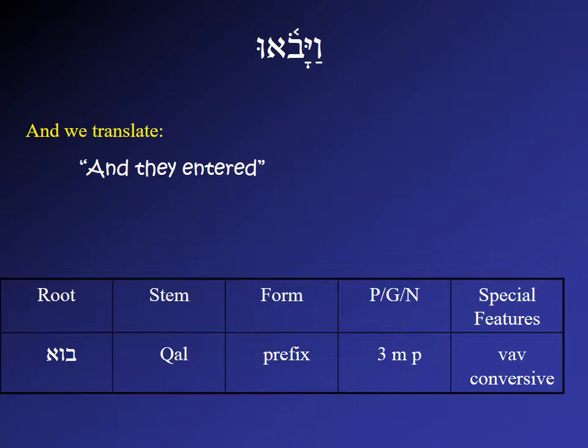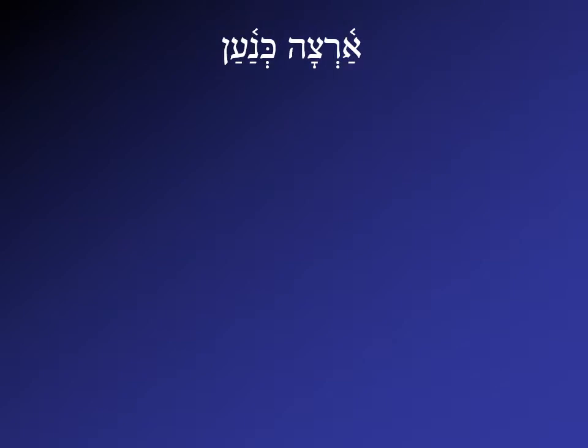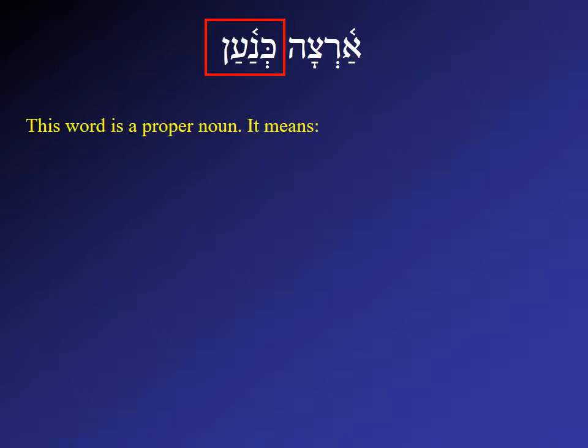So these two roots, yatsa, which we just saw, indicates motion away from or out of. Bo indicates motion into. Okay, we can move on then to our next phrase, arza Kna'an. We'll start with the second word, which is simply a proper noun, Kna'an. In English, we usually say Canaan. This is the geographic region which will become the land of Israel. Kna'an, Canaan.